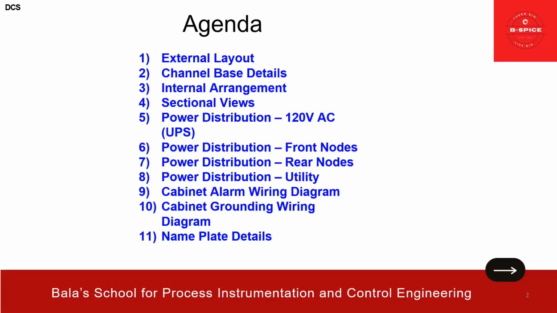Apart from that, we also focus on the nameplate details and BOM. So totally, if you look at the DCS system cabinet, you should have all these 12 items, friends. That's it. Very simple, right?